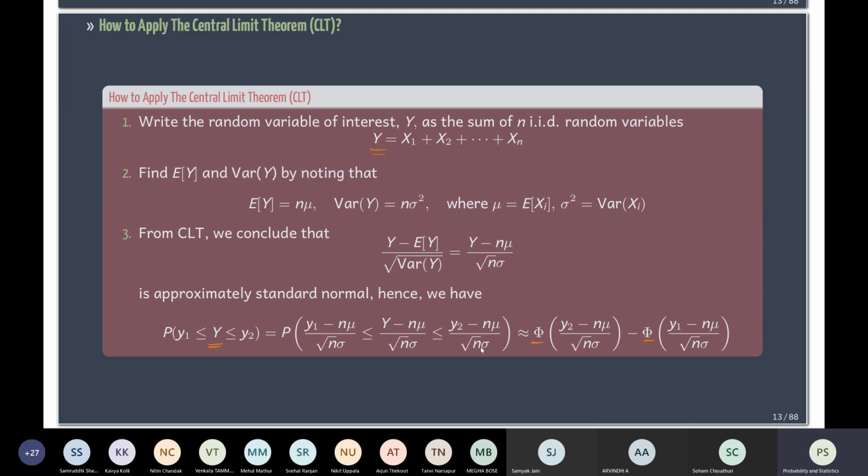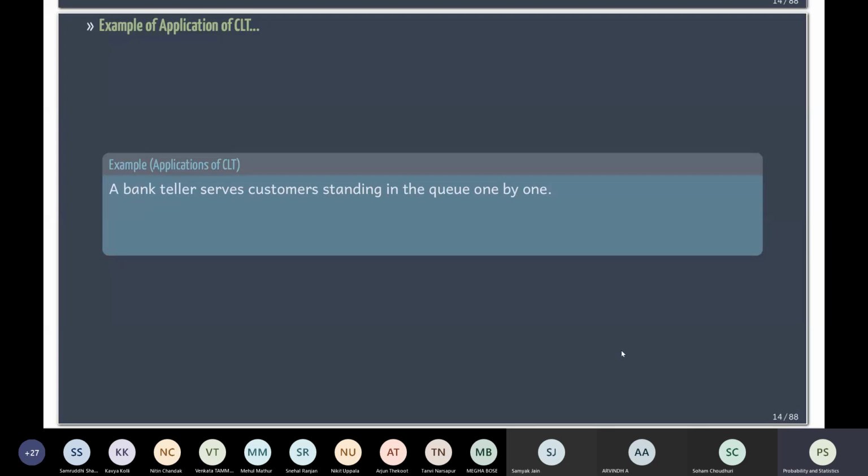I just subtracted and divided by the positive quantities. And then because this is standard normal, approximately, that's why we have this not equality but approximately equal. And then for a standard normal distribution with bounds A and B, we know that the probability is computed like this: phi of B minus phi of A, right? So that's the advantage of using this.